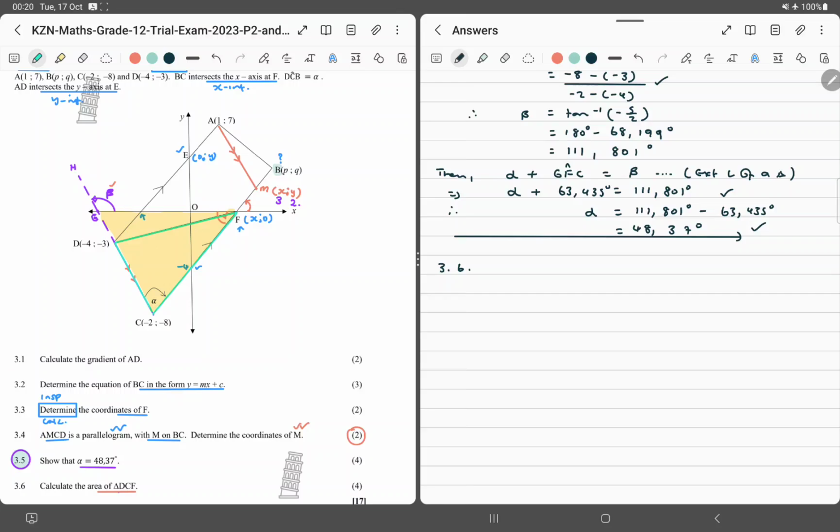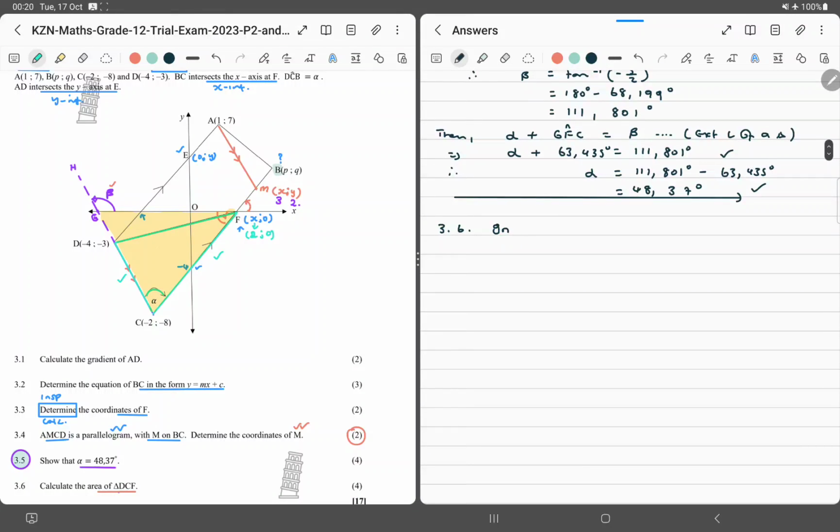So looking at that triangle, we can see that we found the coordinates of F, that this is basically 2 and 0. And we've got all the coordinates, so we just need to find this side and this side, because we've got an included angle that we just calculated above. So we can simply say in triangle DCF, what can we say there?